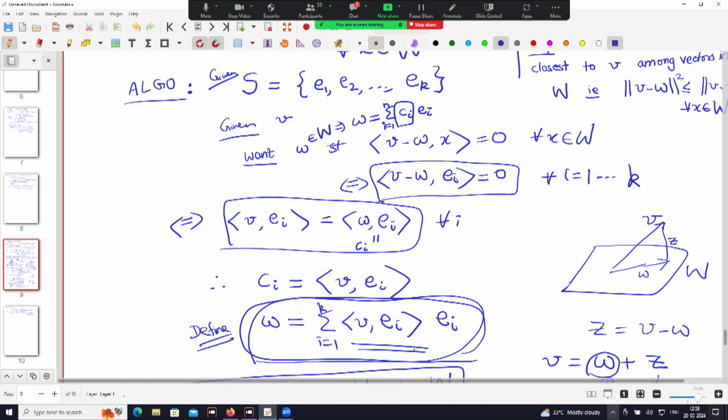So we need to calculate the ei's first, then we can perform this algorithm. So we need to have the ei's. That's the only drawback. That will be the costliest part.